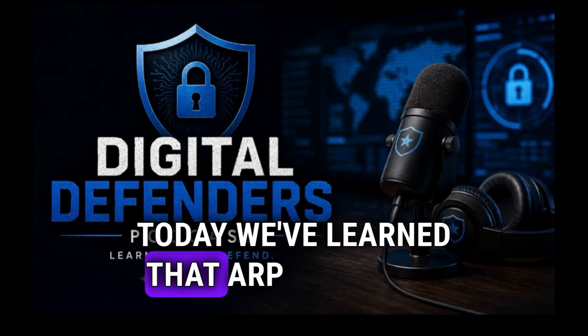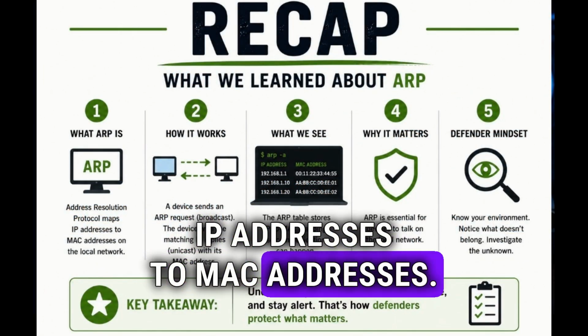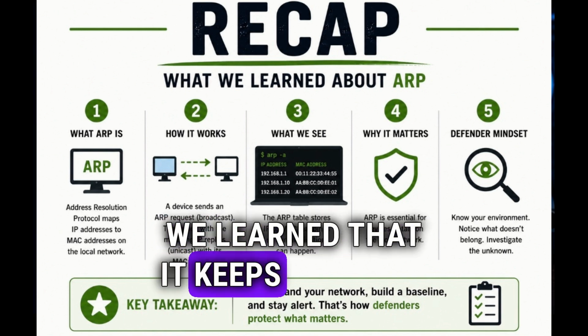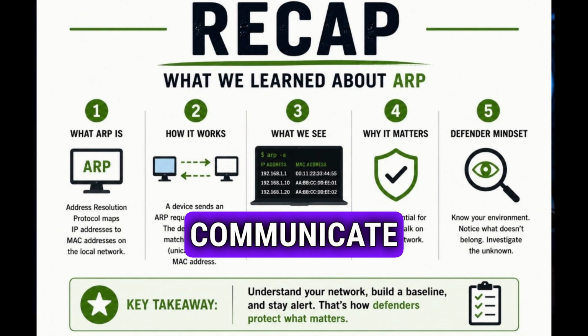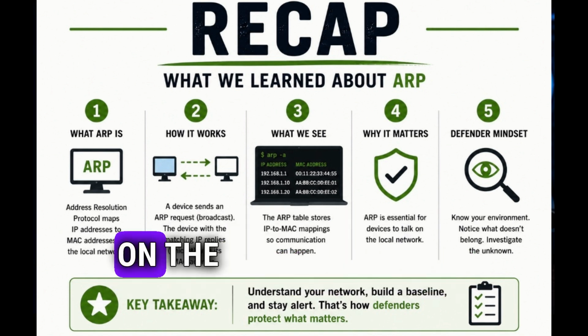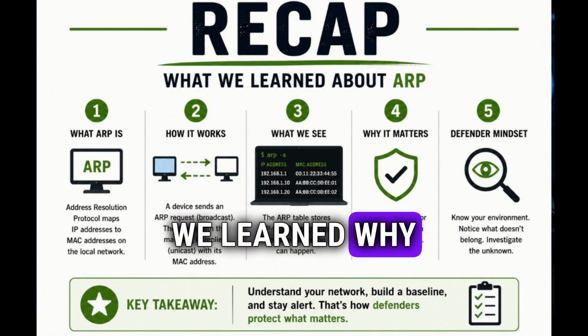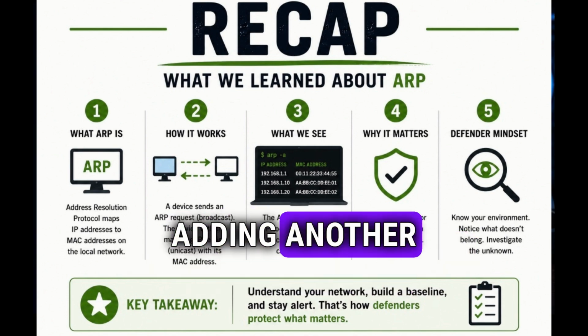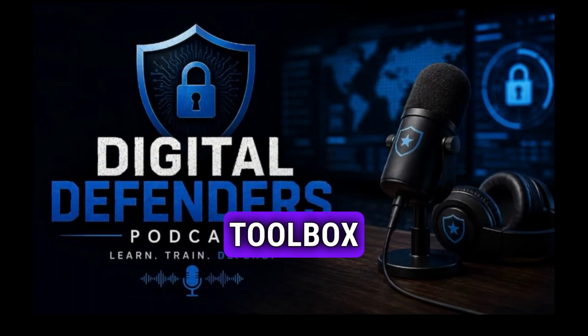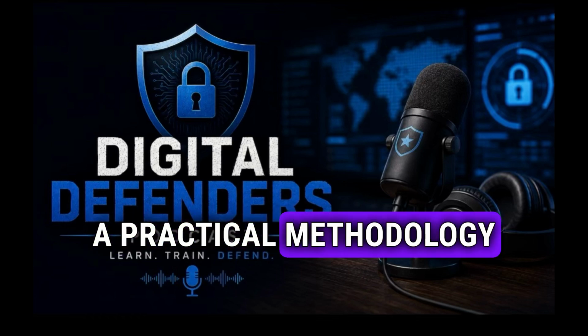Today, we've learned that ARP connects IP addresses to MAC addresses. We learned that it keeps a record of the devices, so to speak, on our computer so that it can communicate with other computers on the local network. We learned why that information matters to defenders. Next time, we'll continue adding another tool to our defender's toolbox as we keep building a practical methodology for understanding and defending modern networks.